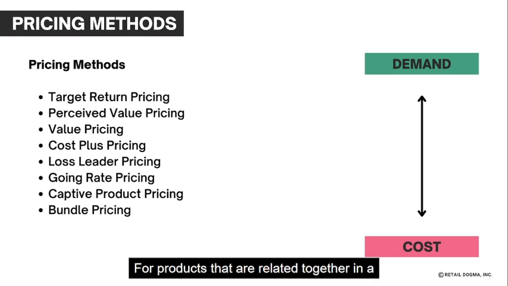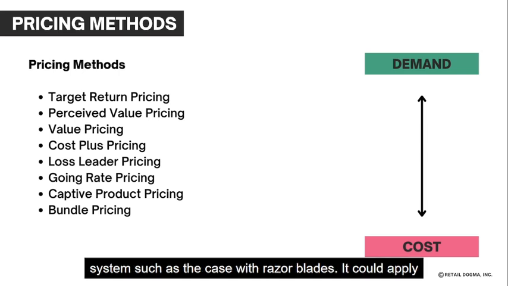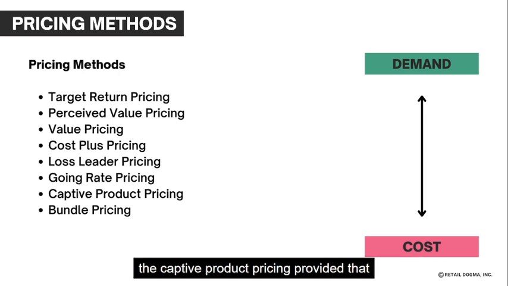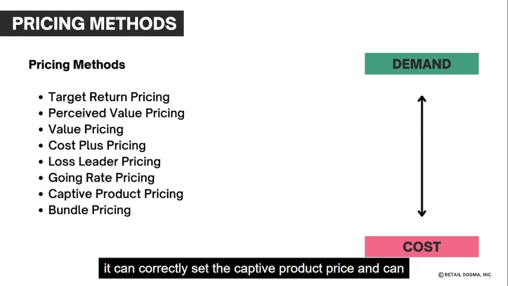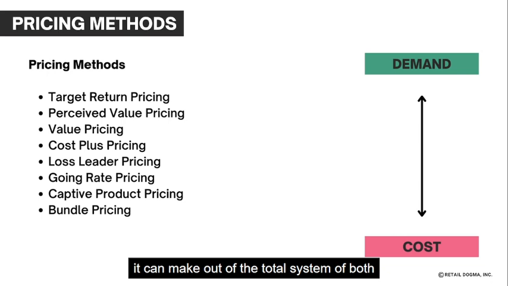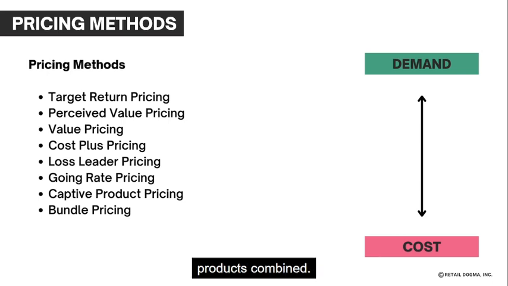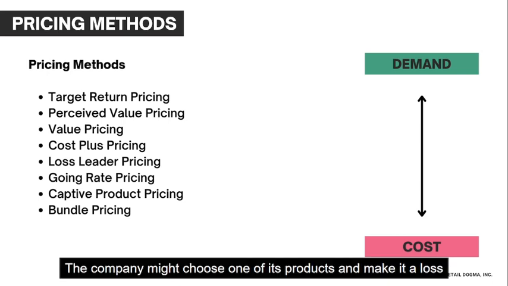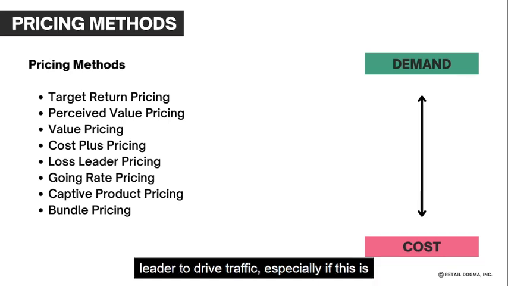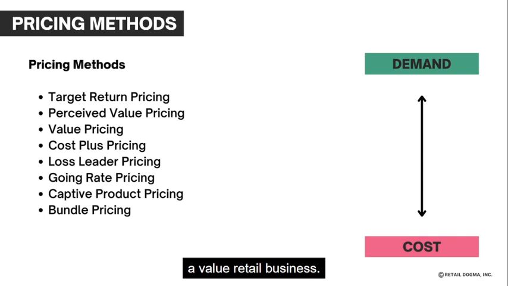For products that are related together in a system, such is the case with razor blades, it could apply the captive product pricing, provided that it can correctly set the captive product price and can accurately estimate the demand on the future sales of the captive products, so that it can calculate how much it can make out of the total system of both products combined. The company might choose one of its products and make it a loss leader to drive traffic, especially if this is a value retail business.